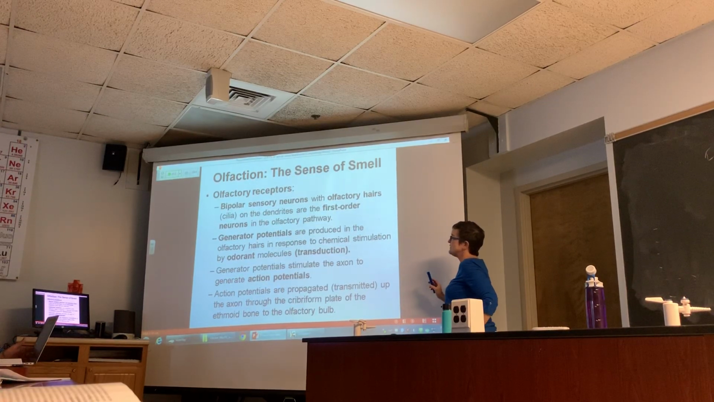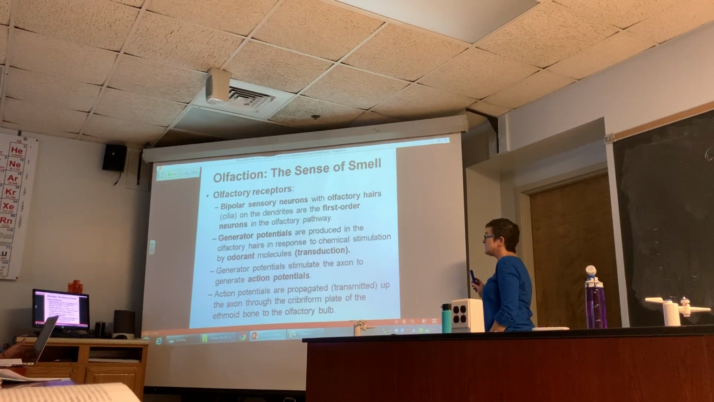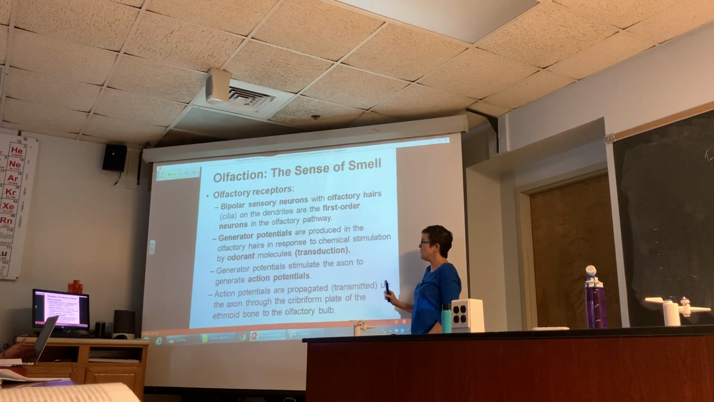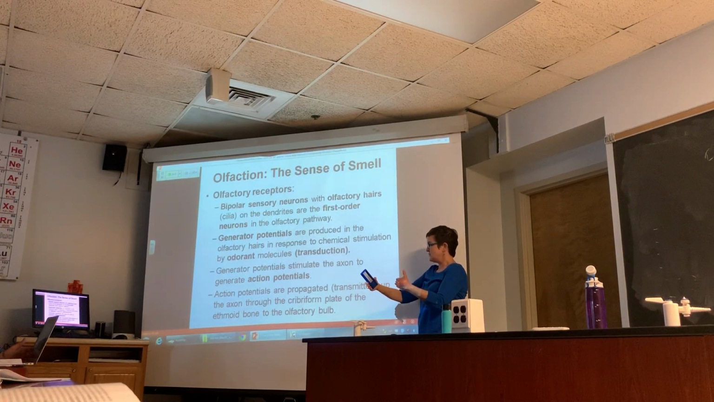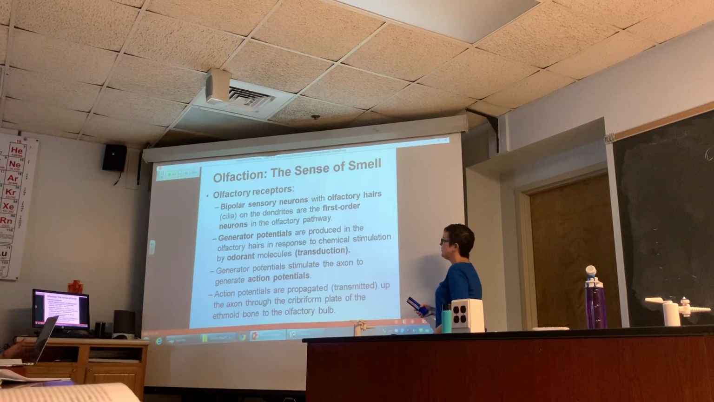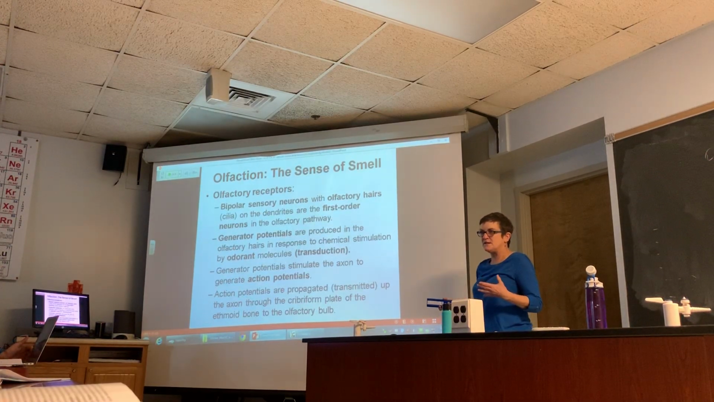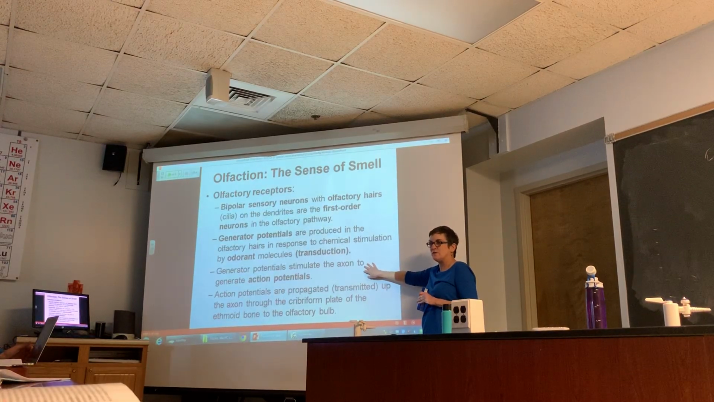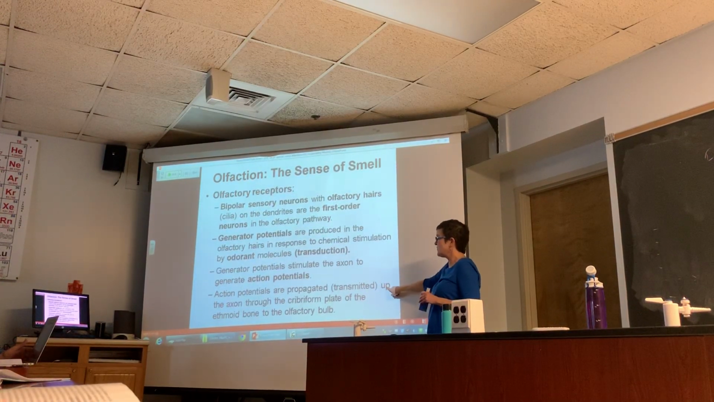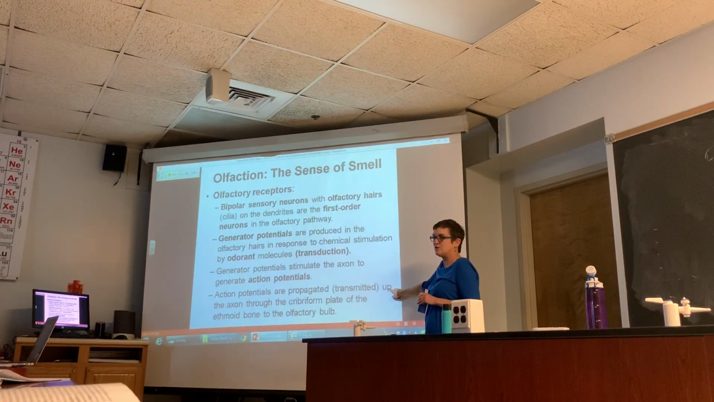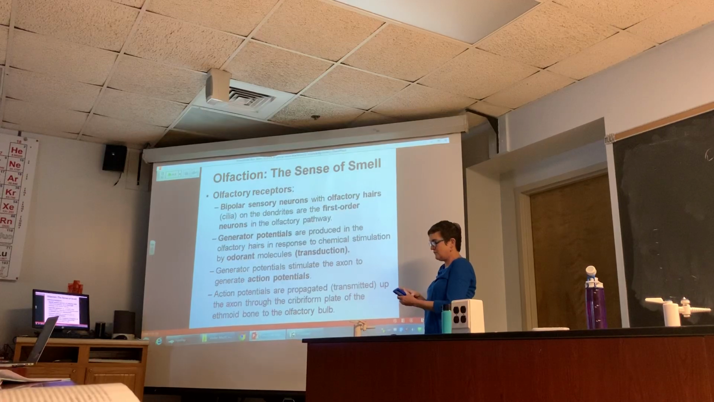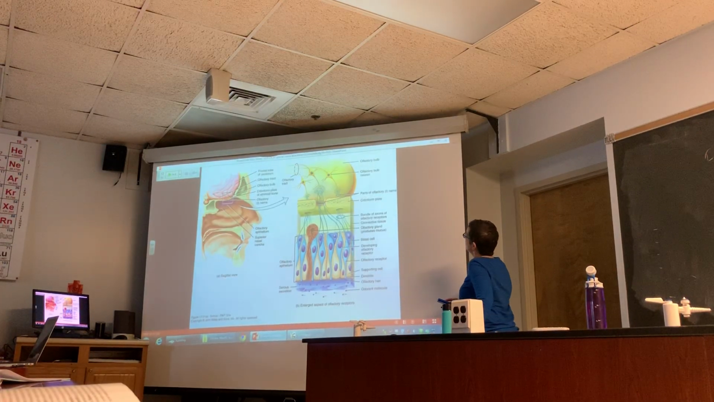Generator potentials are produced in those olfactory hairs or cilia in response to chemical stimulation by odorant molecules, and we'll see how that works. Remember, the term transduction means the conversion of a stimulus to a generator potential in this case. And these are depolarizing potentials, graded potentials. If the generator potential reaches threshold, it stimulates an action potential or nerve impulse in the axon, and that nerve impulse is propagated up through the cribriform plate, through the olfactory nerve, to the olfactory bulb, where you have synapses.